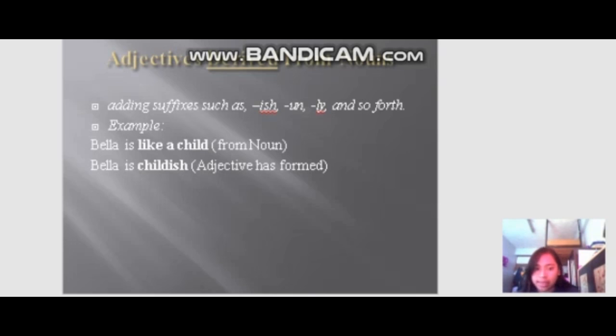The adjective has formed. So the sentence describes the behavior of Bella. Childish is equal to like a child.